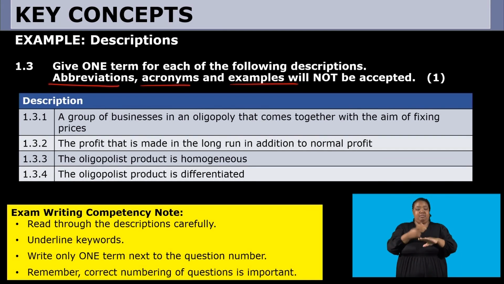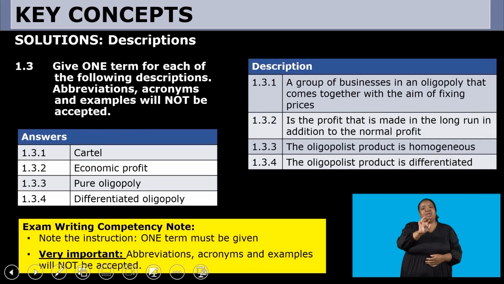The profit that is made in the long run in addition to normal profit. The oligopolist product is homogeneous. The oligopolist product is differentiated. So these are the descriptions. What they want us is to give the correct term explained by these descriptions. Let's see. 1.3.1, that's a cartel.